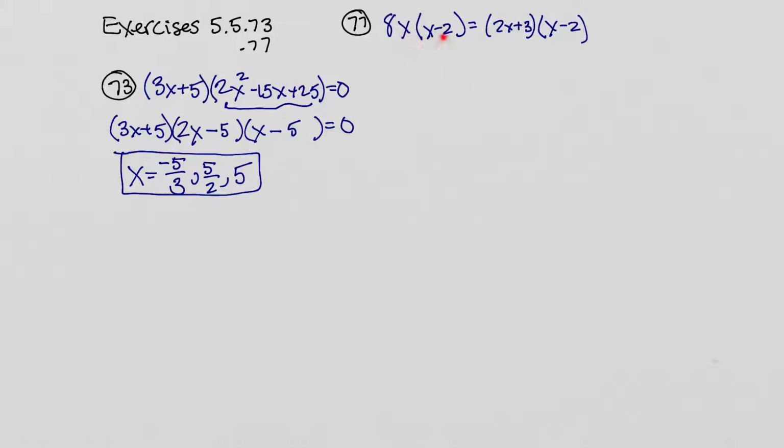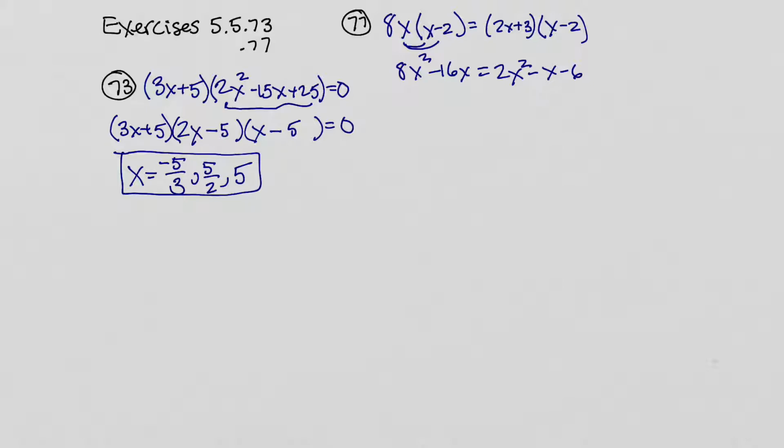Now, to solve this equation in problem number 77, it looks like we've got some work ahead of us. We're going to have to multiply through here, and then get all the terms on one side, 0 on the other. So let's start with the multiplication on the left side. Multiplying through here, we're going to get 8x squared minus 16x equals, now multiplying on the right side, the first and the first will give us a 2x squared, and then the outer product is negative 4x, the inner product is 3x, so negative 4x plus 3x, that's going to be a negative x, and then the last and the last is a negative 6, so we'll get a minus 6 here.